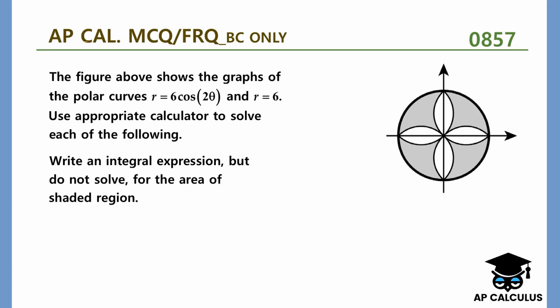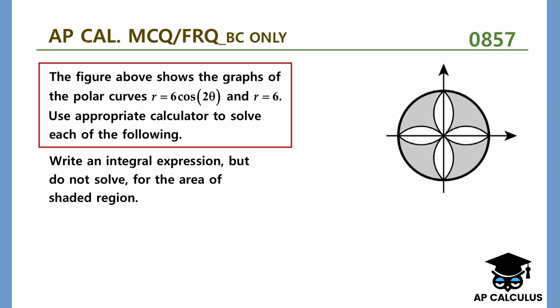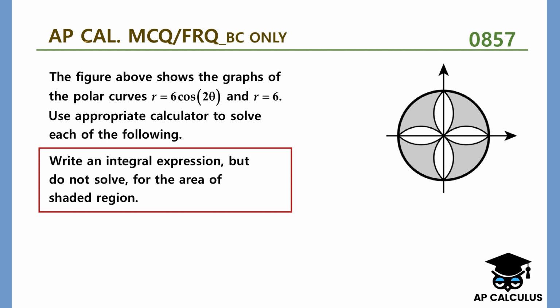Question 857. The figure above shows the graphs of the polar curves r = 6 cos 2θ and r = 6. Use the appropriate calculator to solve each of the following. Write an integral expression, but do not solve, for the area of the shaded region.